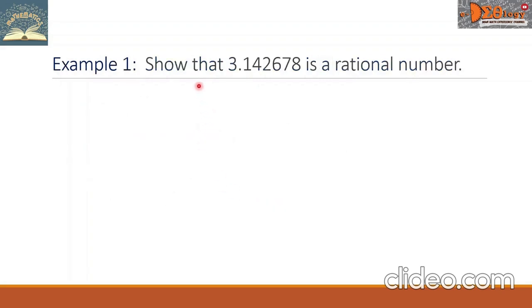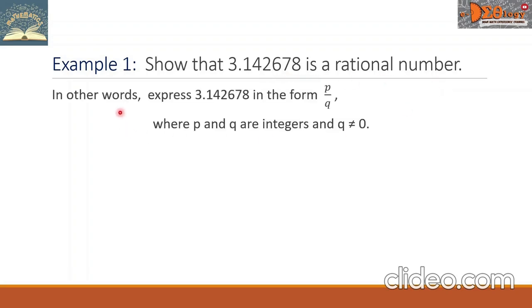Example 1. Show that 3.142678 is a rational number. In other words, express 3.142678 in the form P over Q, where P and Q are integers and Q not equal to 0.